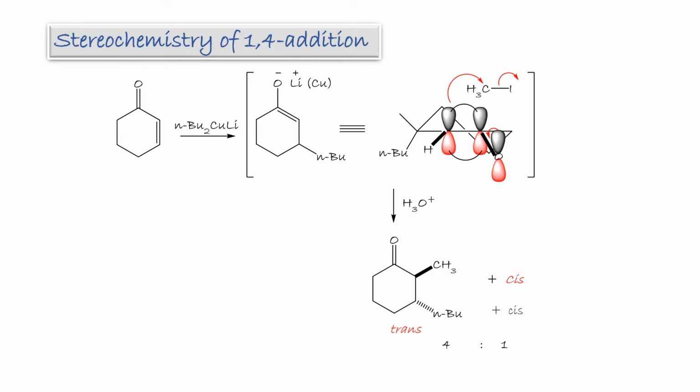Stereochemistry of 1,4 addition. If you are talking about the enolate intermediate, this means that we have this structure. In this case, as we can see the butyl is on one face, so the attack will be from the other face of the enolate, and that will give the predominantly trans product over the cis. That is, the methyl group down and the CH3 up, or one in front and one in the back.